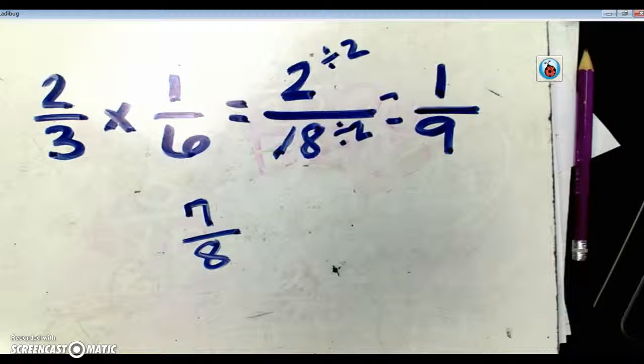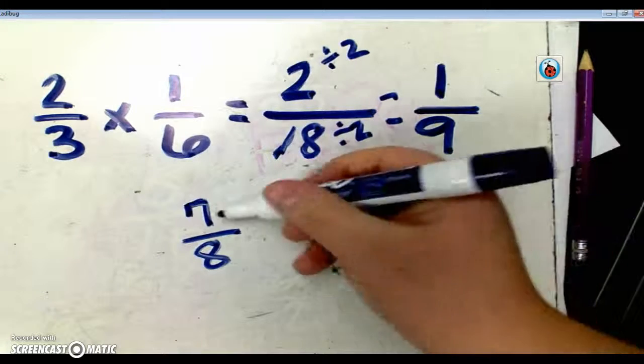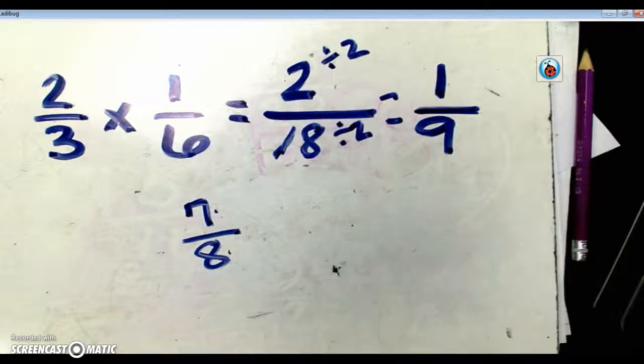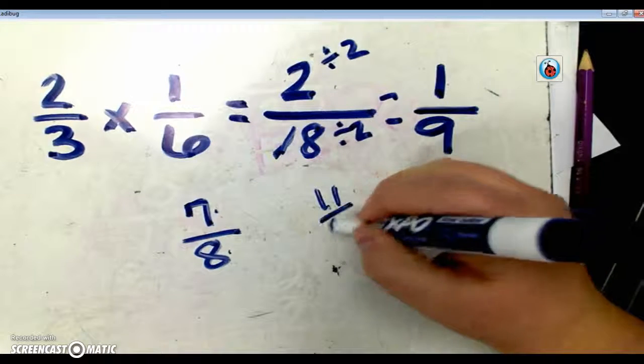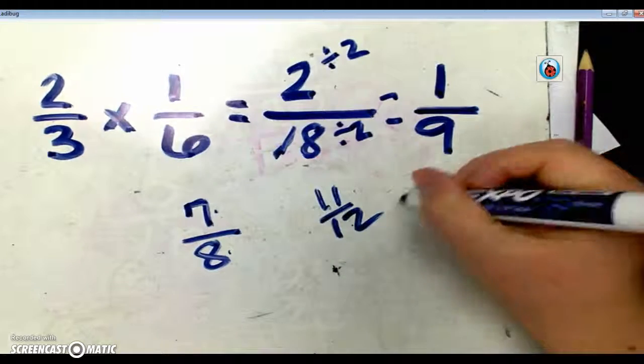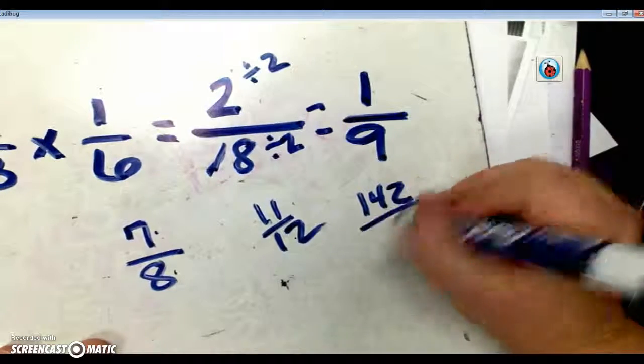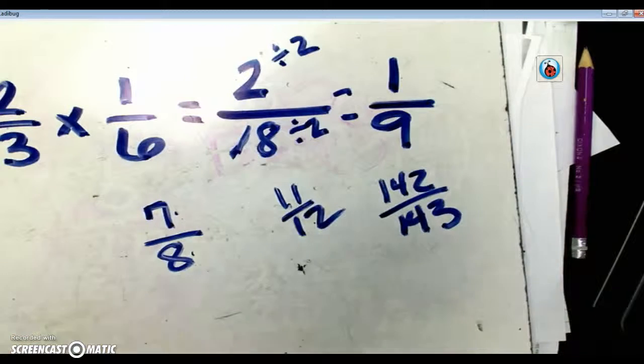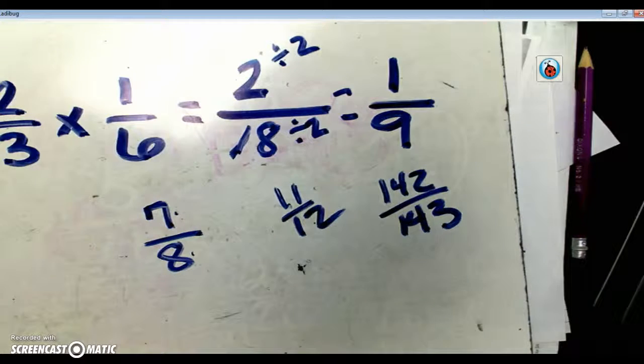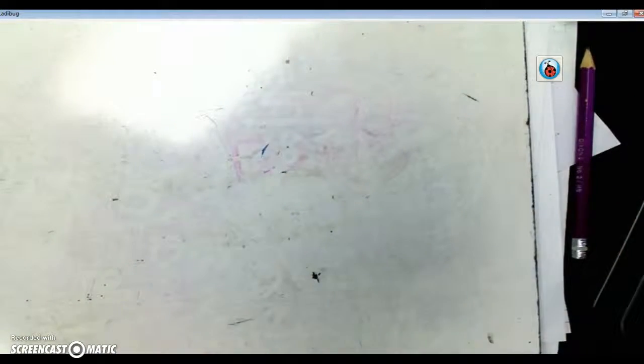Okay, so would 7, 9, 12 be consecutive? No, they would not. But would 7, 8, and 9? Yes. Okay, so anytime I have a consecutive set of numbers like 7 over 8, it's always simplified. 11 over 12, 142 over 143, always in simplest form when they're consecutive numbers. Does that make sense? Okay. Let's look at another quick example, and then I will let you get started at your homework.